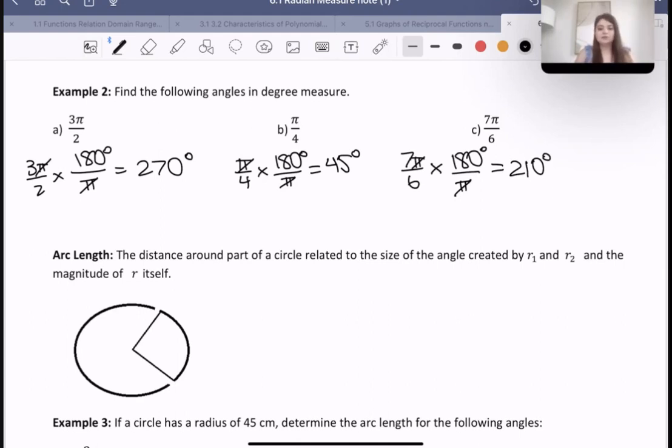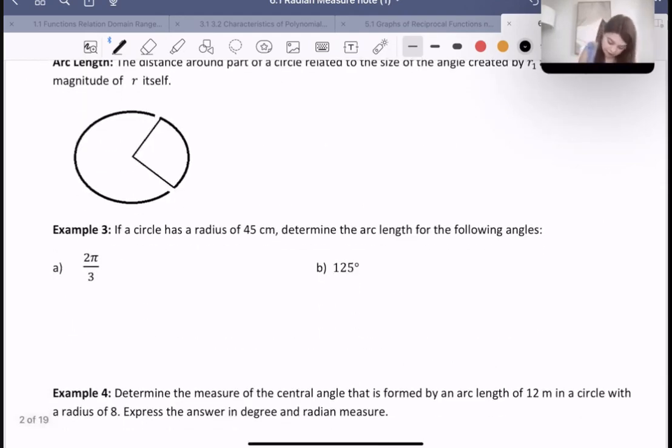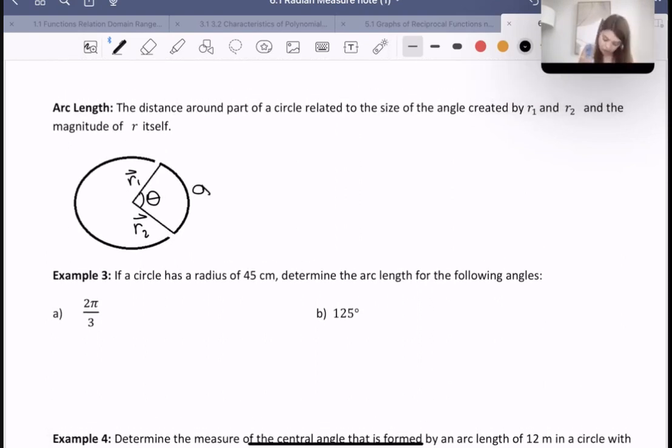Awesome. Okay, now let's talk about arc length. So arc length is the distance around part of a circle related to the size of the angle created by R1 and R2 and the magnitude itself. So here we have R1, and here we have R2, okay? And then here we have our angle theta. And this length here is called the arc length, okay? Because an arc, remember, is part of a circle, not the full circle necessarily, but just part of a circle, right?